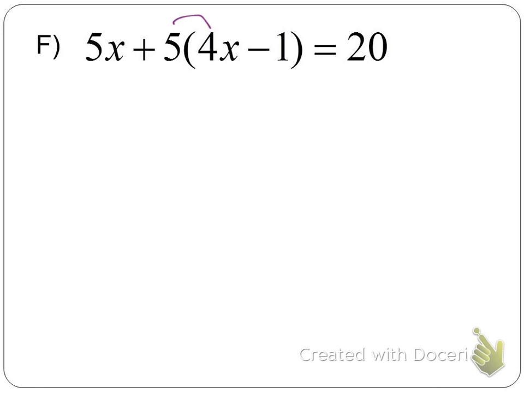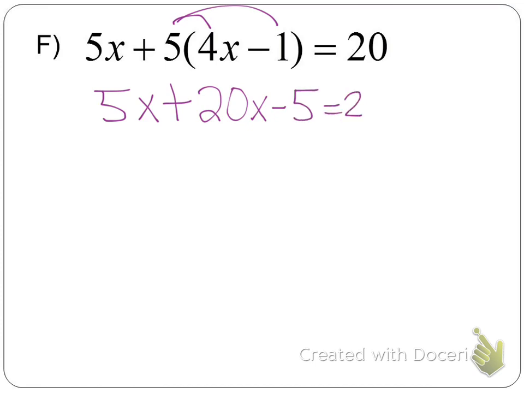All right, I'm going to distribute. The 5x up front, nothing happens to. What would I get after I distribute the 5? Just 20x, right? Minus 5 equals 20. Now I get 25x. You've got to be on the same step as me, though.